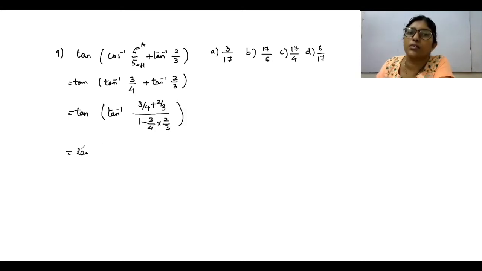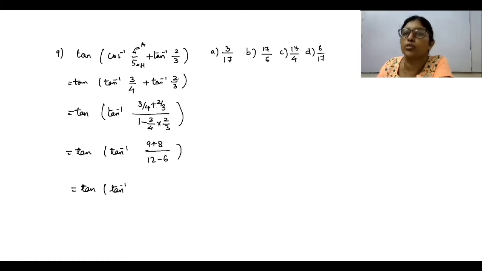So tan inverse x plus tan inverse y formula is tan inverse of x plus y upon 1 minus xy. That gives it as tan inverse of 12 minus 6. And if you must have noticed, the product is 6 by 12, which is less than 1. So we have applied this formula. So this is 17 by 6. So tan and tan inverse nullified, value is 17 by 6.